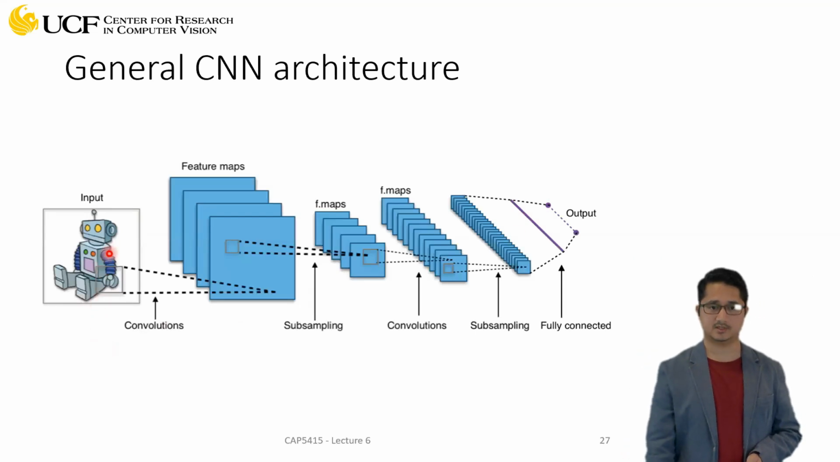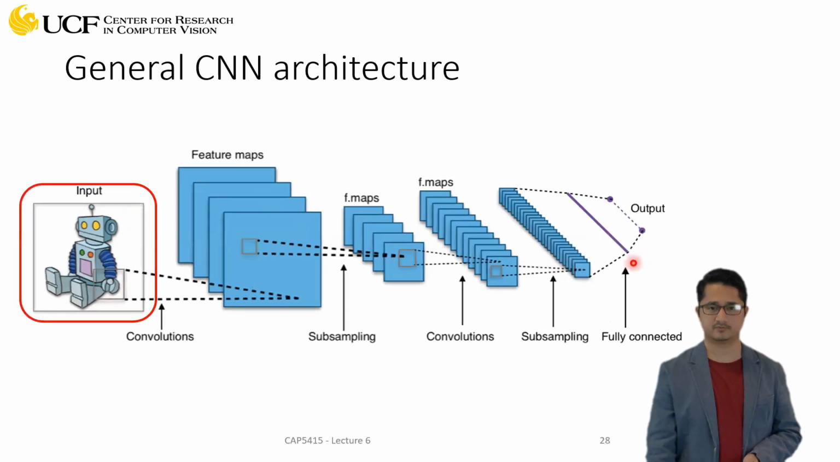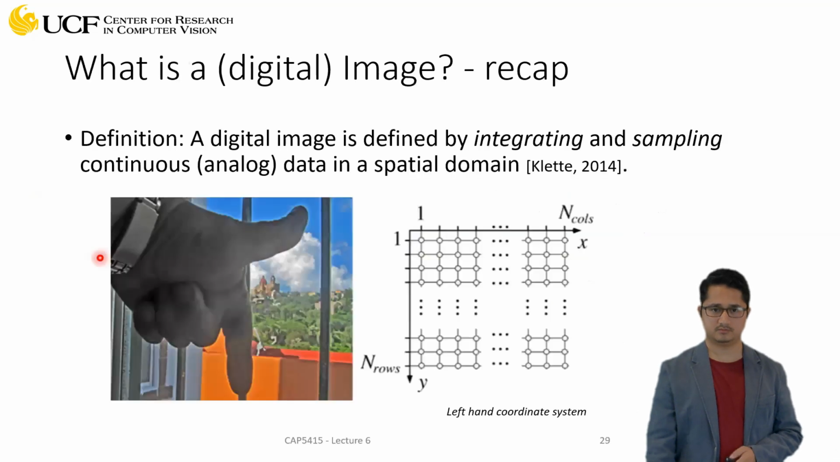We have the input as an image. We have convolution layers, subsampling layers, again followed by convolution, and again we can have several of these layers. This is just one combination. And at the end, we have a fully connected layer, which will give you the predictions. Of course, you can have more than one fully connected layer. Okay, so that's the input.